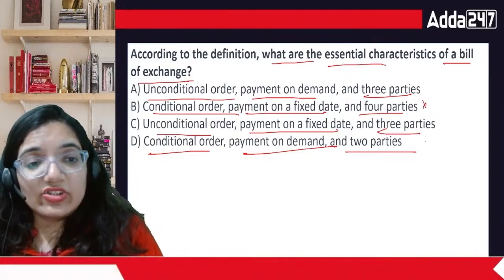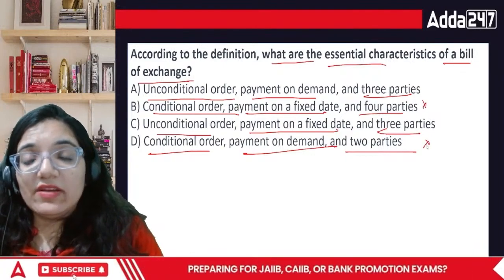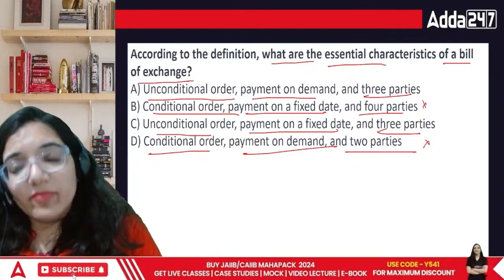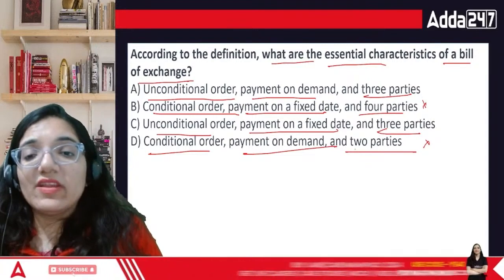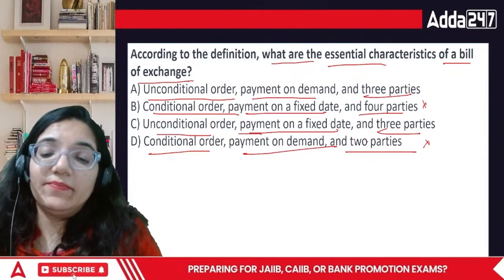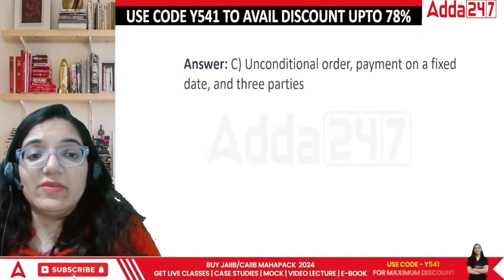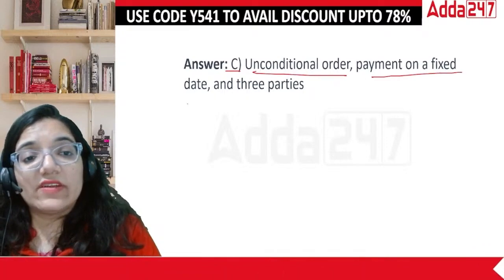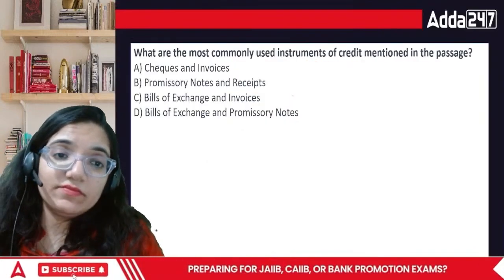There's an unconditional order, and then payment is normally on a specific date. There are bills payable on demand as well, but normally there's a fixed date and there are three parties: drawer, drawee, payee. So in this case, the correct answer would be C. Unconditional order, payment on a fixed date, and three parties.